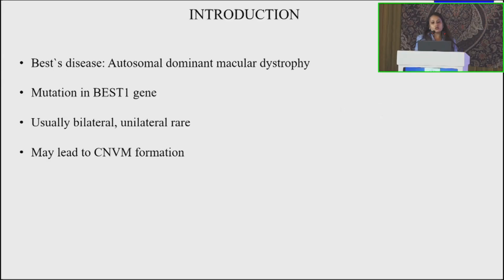Best disease is usually an autosomal dominant macular dystrophy. There is a mutation seen in BEST1 gene. It is usually bilateral and sometimes can be unilateral, and in some cases it can lead to CNVM formation.